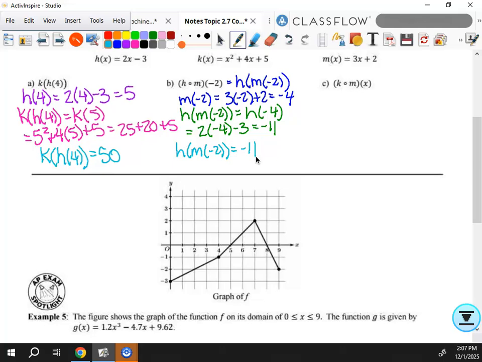I got negative 11. Do you agree with that? Any questions at all about anything?